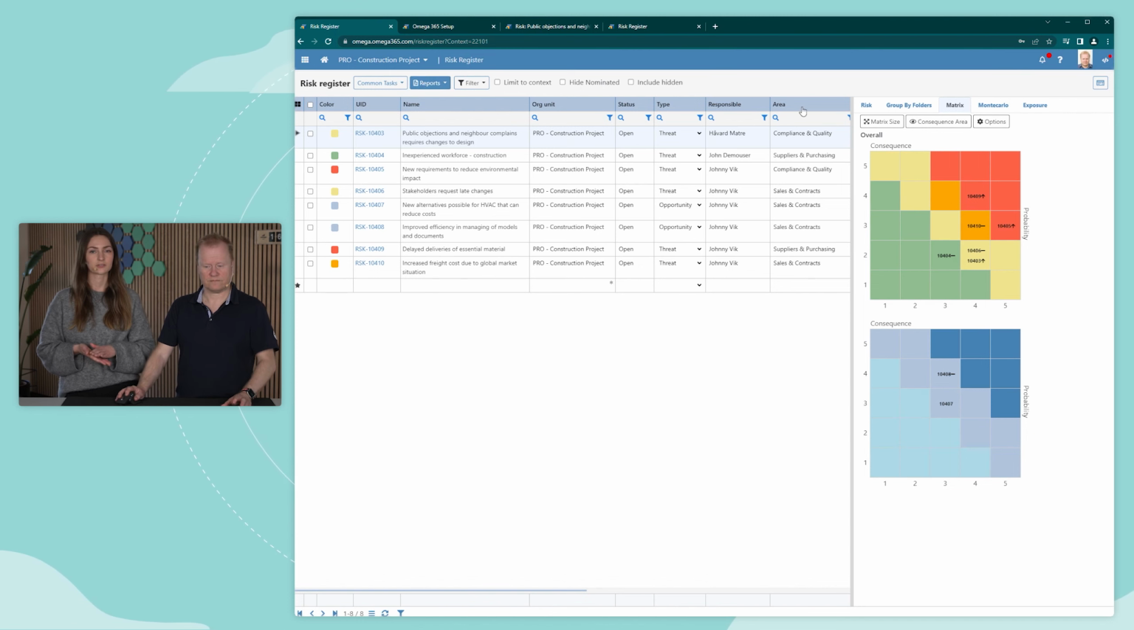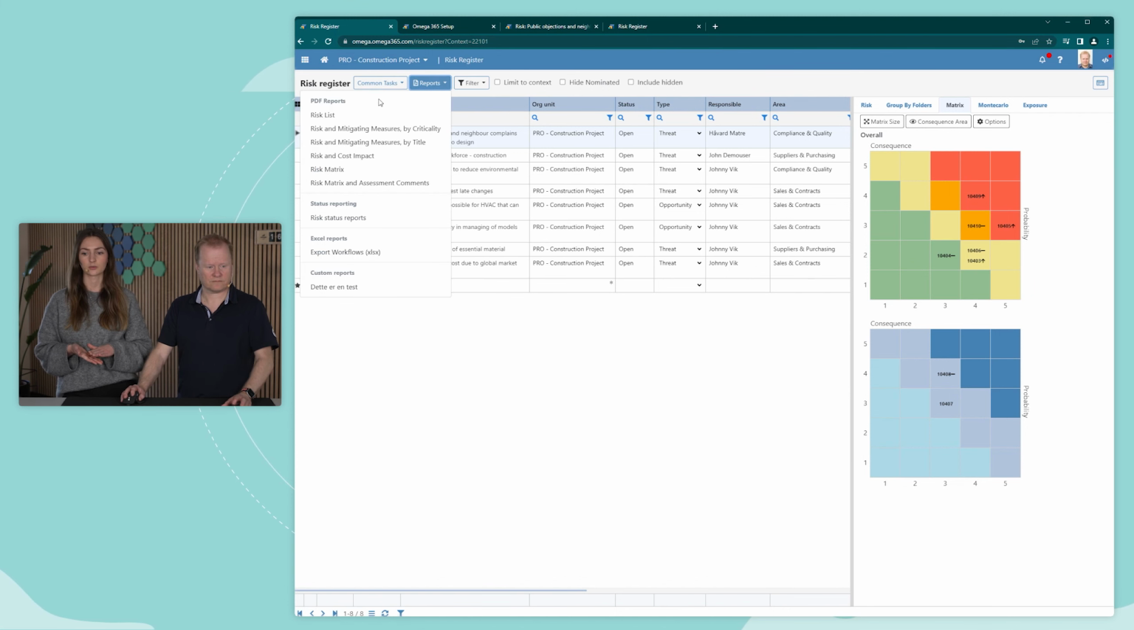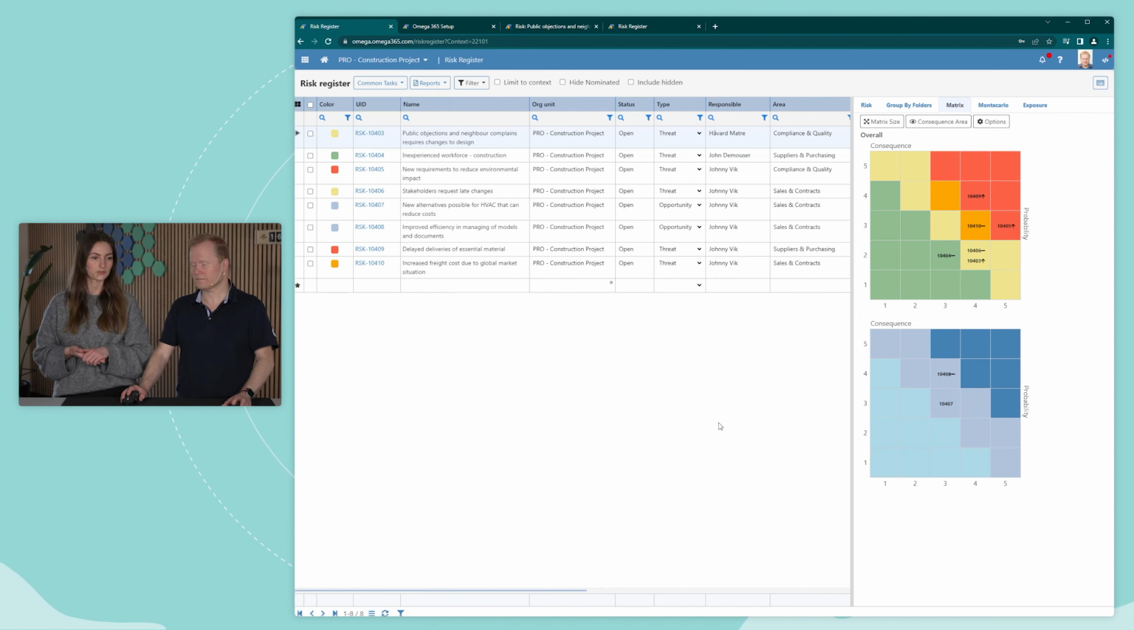And there are several different reports available, such as listing of the risks, risk overview with cost, matrix reports, and so on. It is also possible to define your own reports that can be available for other users.